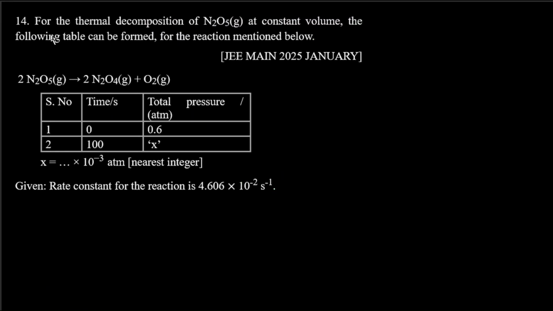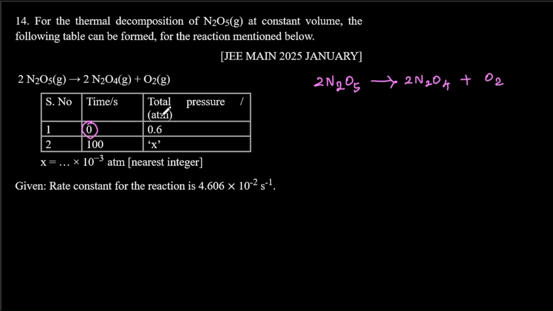The next question is, for the thermal decomposition of N2O5 at constant volume, the following table can be formed for the reaction mentioned below. 2N2O5 gives 2N2O4 plus O2. So the equation is given. 2N2O5 gives 2N2O4 plus O2.